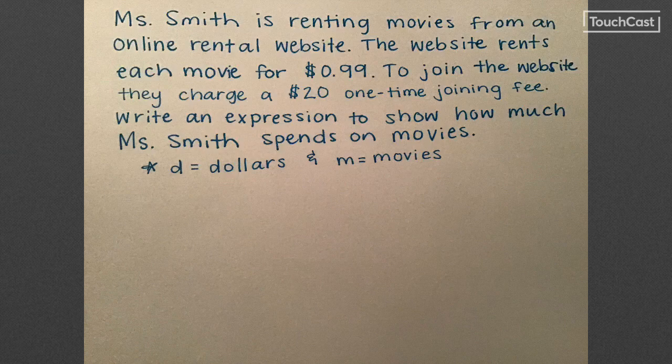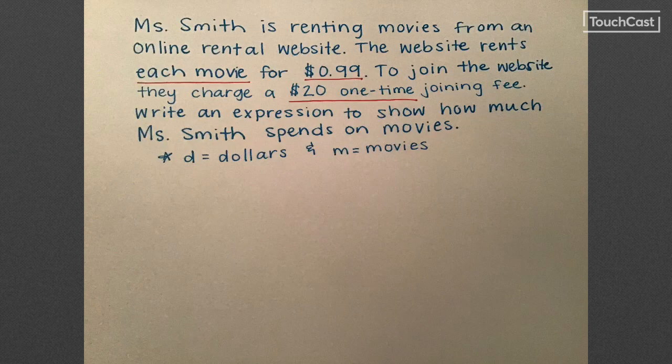Before we start, let's identify some keywords. I have found that each movie is an important thing to remember, and each movie is going to cost 99 cents.